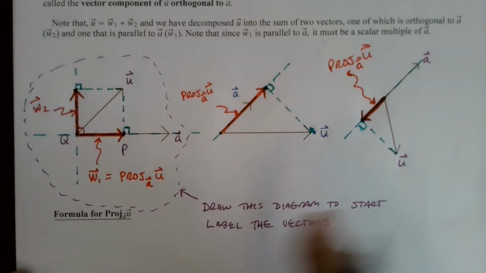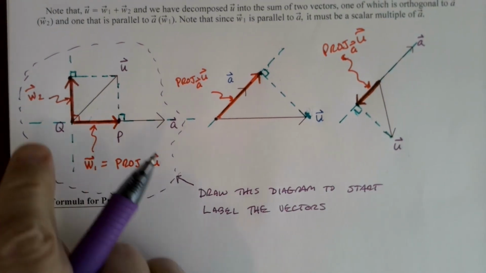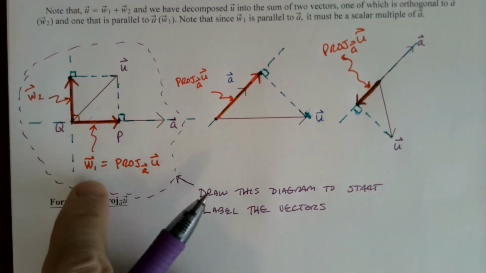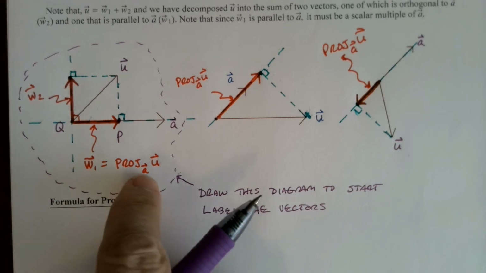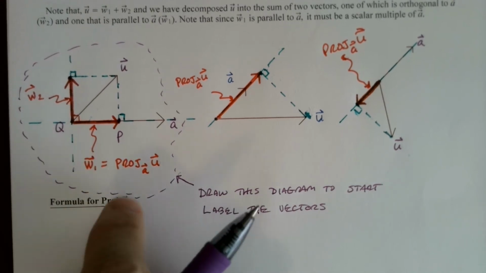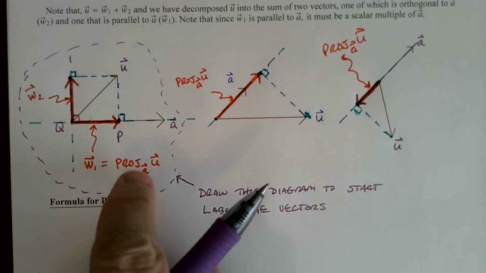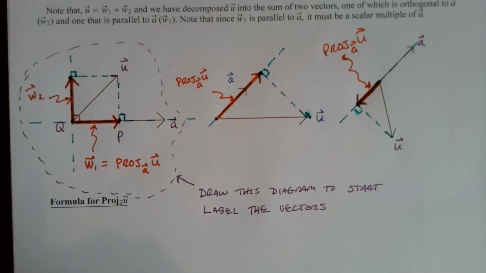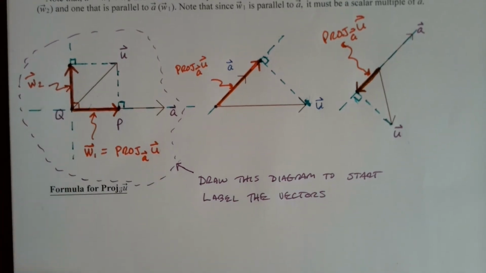Okay, so using this, then we've got the projection of U onto A. We're going to call it W1 just so we don't have to write this out every time. But we're going to find a formula for this vector, for the projection of U onto A. In other words, given the vectors U and A, how can I find this projection of U onto A? Of course, W2 again we'll use as the vector component that is orthogonal to A.